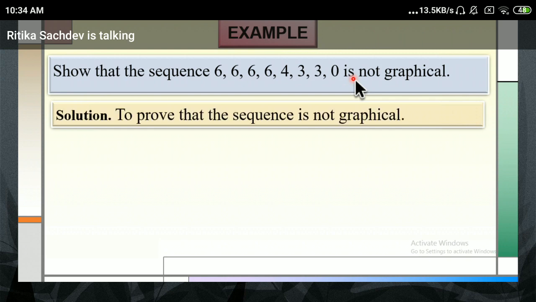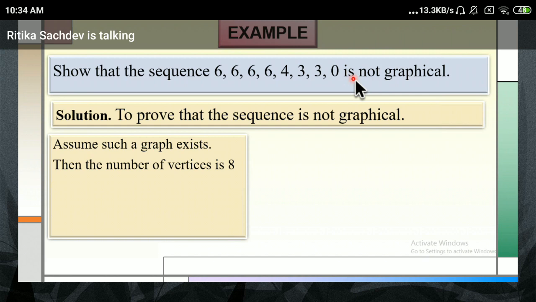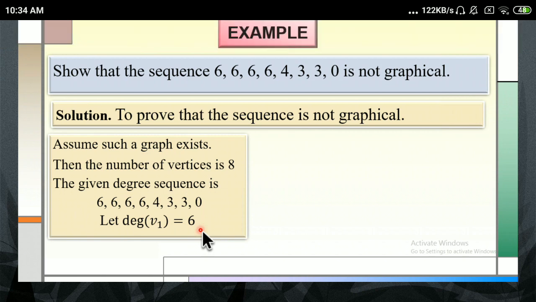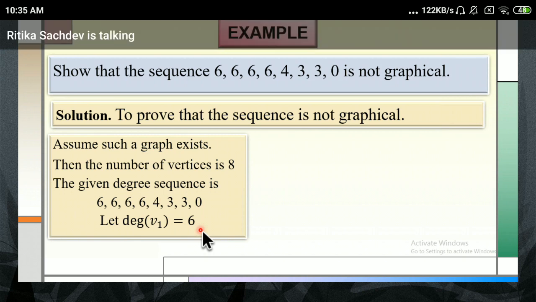So we are saying to prove that the sequence is not graphical, we are proceeding. Now pay attention to what we are doing. Assume such a graph exists, then the number of vertices is 8. The given degree sequence is this. I am taking the first vertex, the first number 6, and I'm saying let degree of V1 be 6.